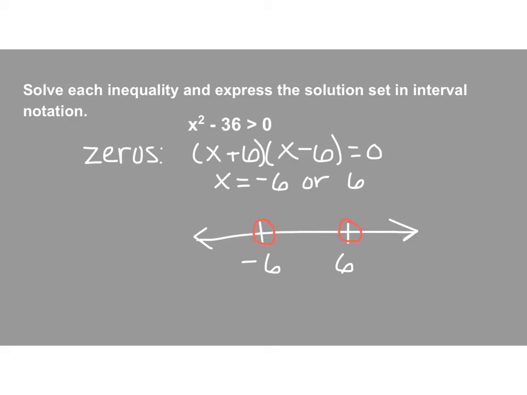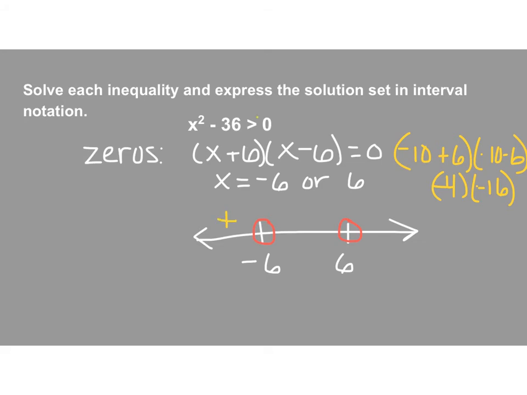And then what I'm going to do is I'm going to choose any value in each part of the interval, meaning a value over here, in between these two zeros, and to the right. So it doesn't matter what you pick, so pick something that's nice and easy. So to the left, something that's easy here would be negative 10. So if I plugged in negative 10, I would have negative 10 plus 6 times negative 10 minus 6. That would give me negative 4 times negative 16. And what do I know? That produces a positive answer. So to the left, it's going to be positive.